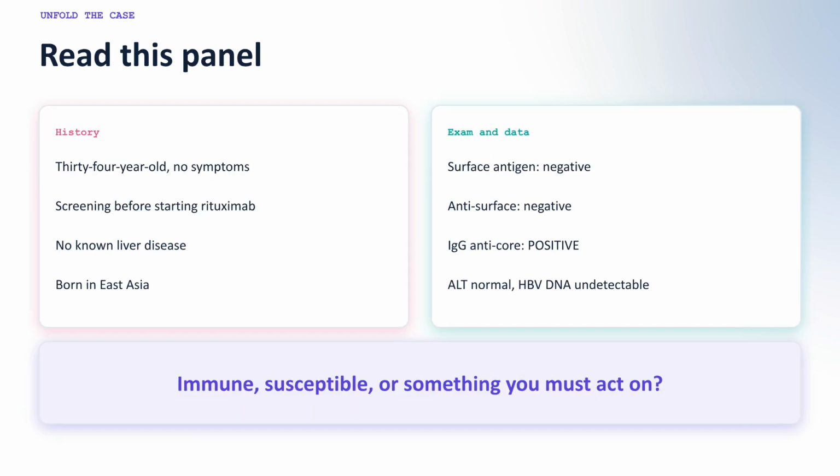Pause and work this one out. A 34-year-old born in East Asia is being screened before starting rituximab. The surface antigen is negative. The anti-surface antibody is negative, but the immunoglobulin G anticore antibody is positive. Alanine aminotransferase is normal, and the viral DNA is undetectable. Now think, anticore never comes from vaccination, so this person has genuinely been infected at some point. But there is no protective anti-surface antibody. What is this, and does it matter before rituximab?